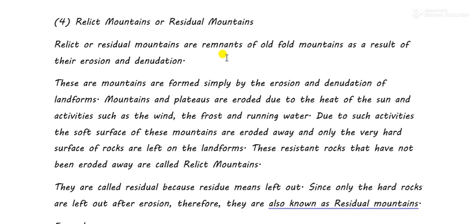Now these very hard rocks which are left are not able to be eroded due to the activities such as the heat of the sun or wind and frost. However, the soft part of the rocks of the mountains was eroded away. These resistant rocks that have not been eroded away are called relic mountains.